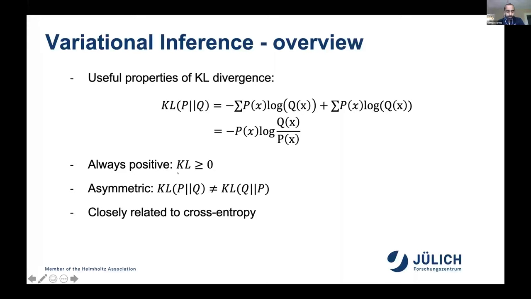And they are also asymmetric, which we need to be careful about. They are also closely related to cross entropy, but it works kind of opposite. So if you maximize the KL divergence, you are actually minimizing cross entropy, so it works on the opposite side.